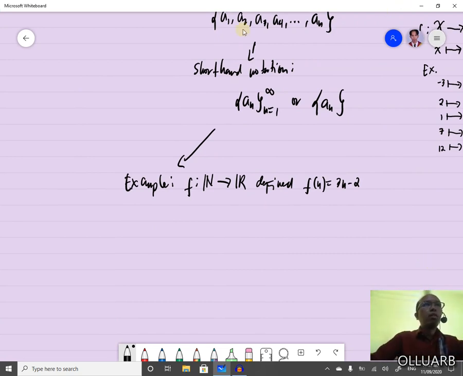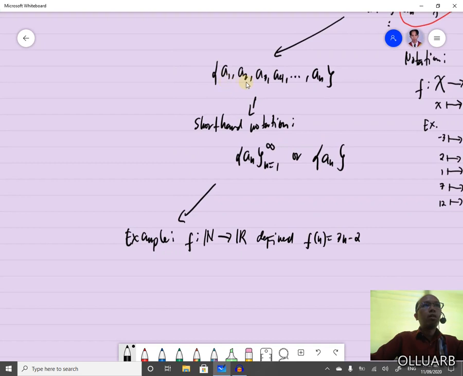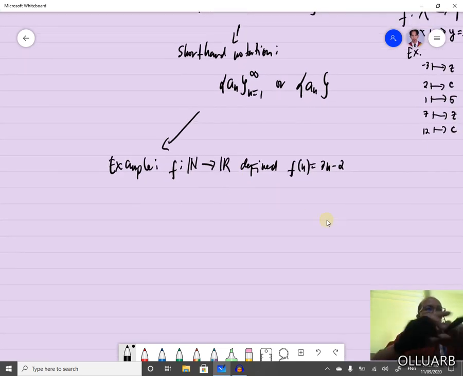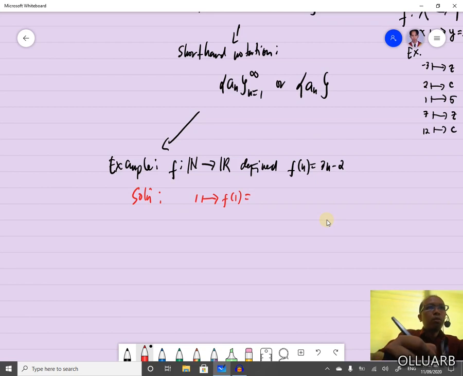By the way, a1, a2, a3 are the elements of the sequence. Okay, not the terms. The terms is used in the infinite series. Okay, so if you try to list the elements of the sequence, notice that 1 is mapped to, say, f of 1. So what is f of 1? 3 times 1 minus 2, which is 1.